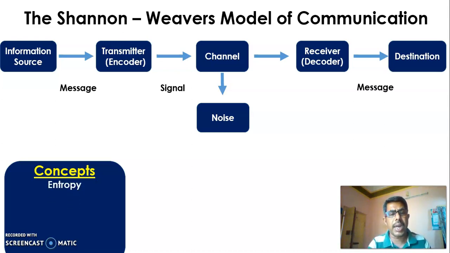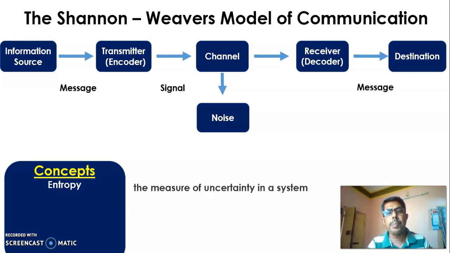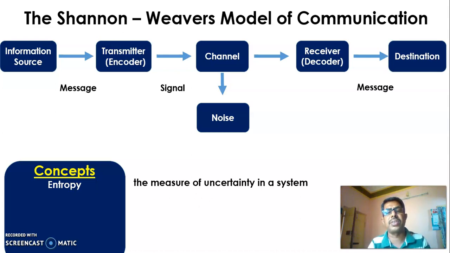The most important concept in Shannon and Weaver's model is entropy. Entropy is a measure of uncertainty in the system. So when you are communicating, the receiver or student may not know what it actually means. So I have to explain the context, why it means that, the uncertainty of the system.